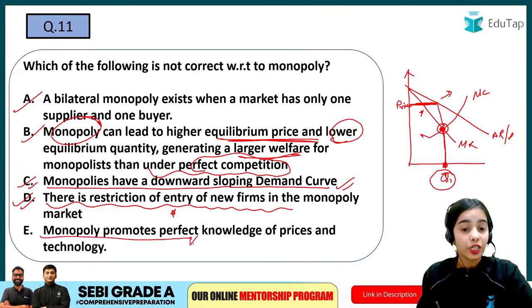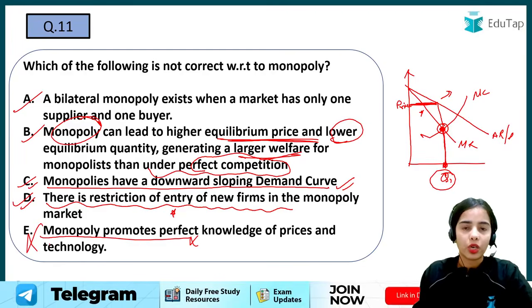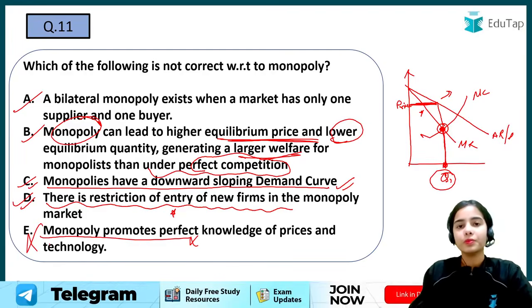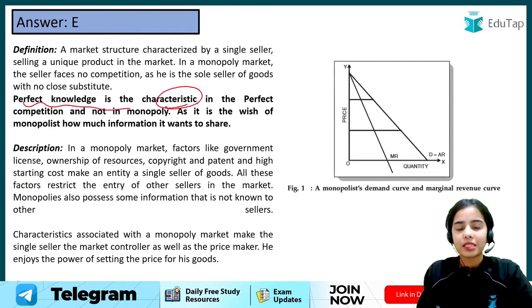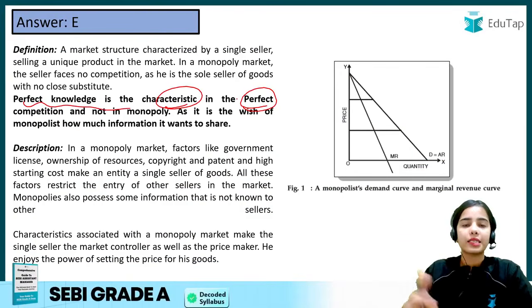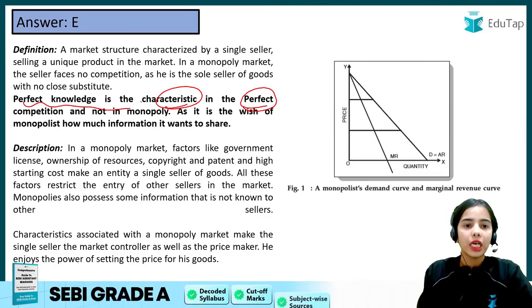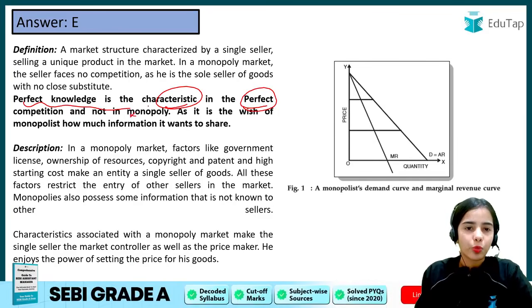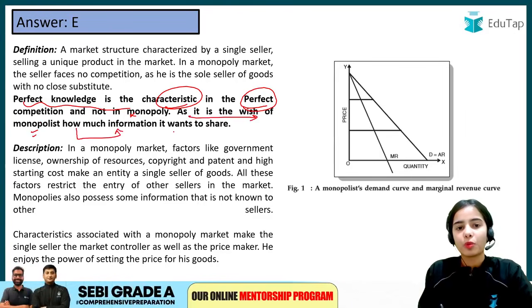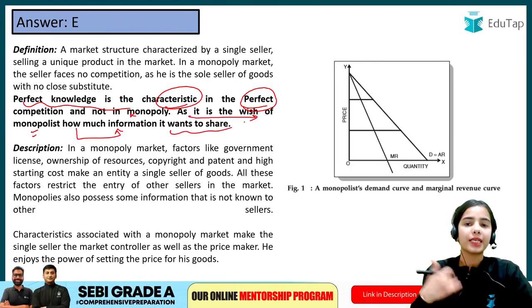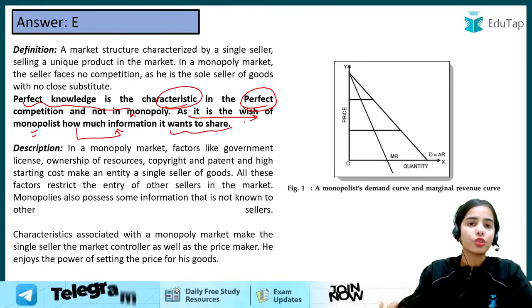Monopoly promotes perfect knowledge? No. In the monopoly market, the monopolist does not promote perfect knowledge. The monopolist has most of the knowledge. Perfect knowledge is the characteristic of perfect competition, where the buyers and sellers all have perfect knowledge. This is not a characteristic in the monopoly, as it is the wish of the monopolist how much information it wants to share. The monopolist can decide how much information it wants to share in the market.